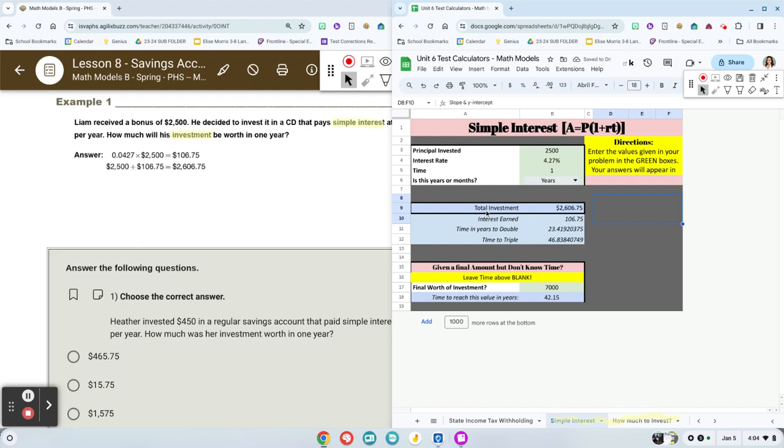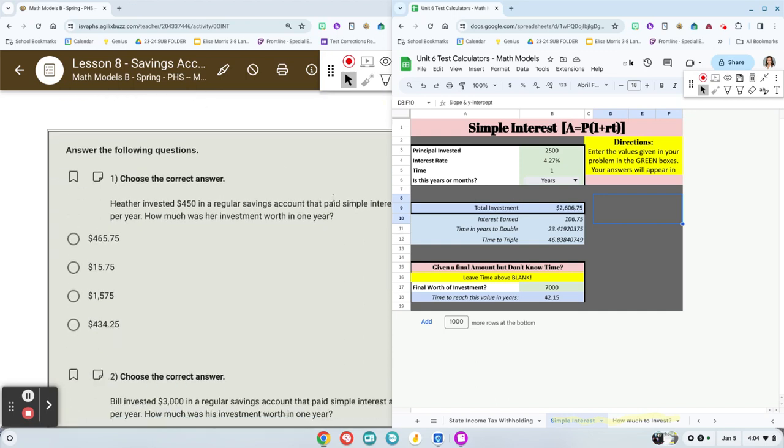So his total investment after a year will be $2,606.75. The interest earned from the bank is $106.75. That's what he earned for just keeping his money in a CD at the bank for a year. Okay, and then there's some other information there. All right, so that's our answer. $2,606.75 is how much it will be worth.